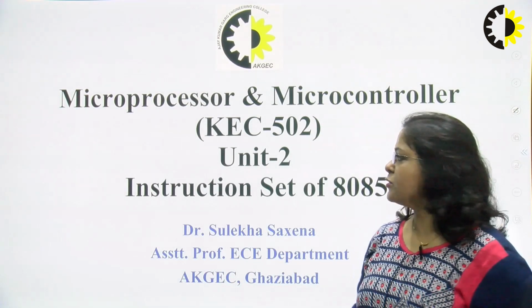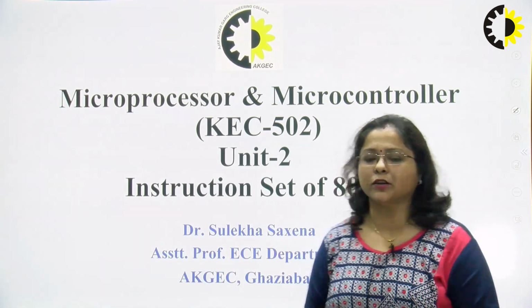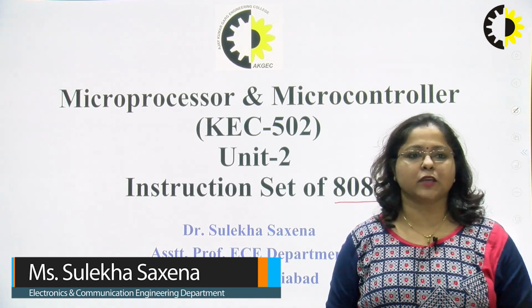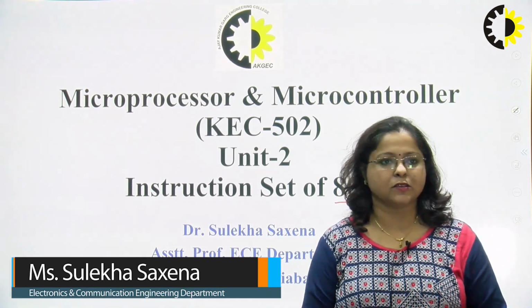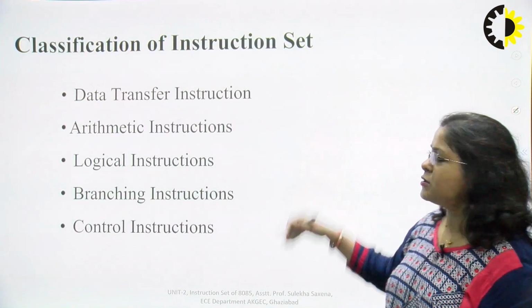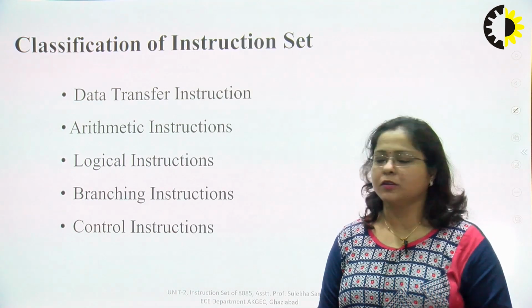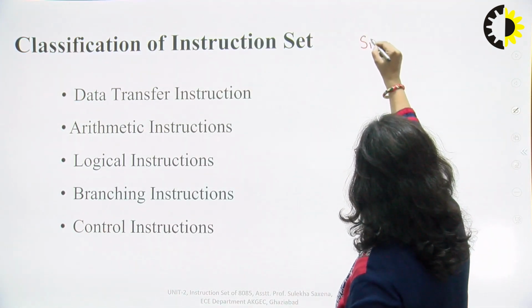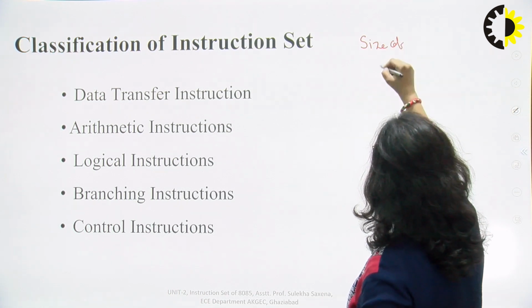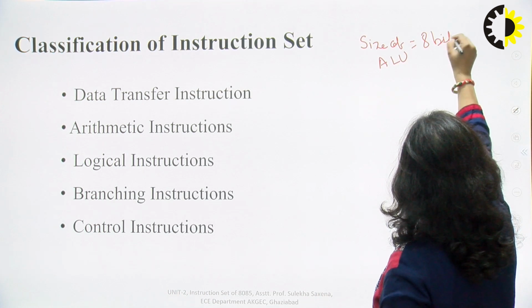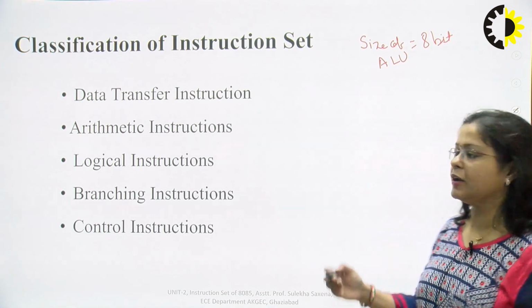Today we are going to discuss the instruction set of the 8085 microprocessor. As we all know, the 8085 microprocessor is an 8-bit microprocessor which works based on a set of instructions. The basic size of the ALU is 8-bit, so all the registers are of 8-bit.